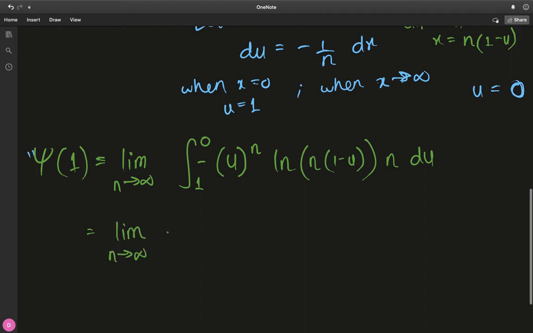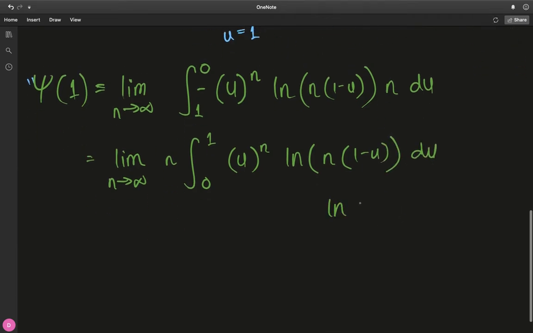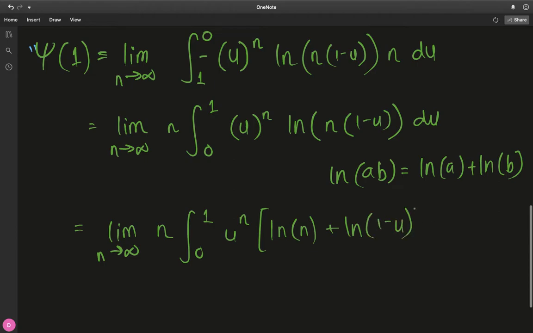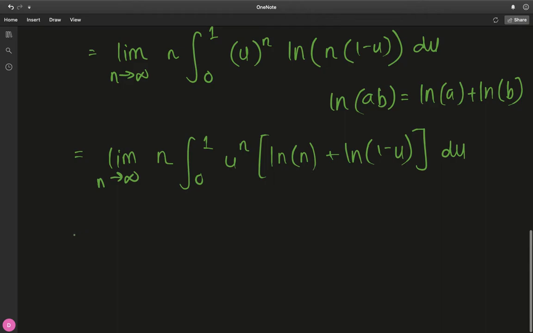So limit as n goes to infinity of n times integral from 0 to 1. Now flipping it, we have u to the n and then natural log of n times 1 minus u du. Now I want to use a nice property of logs in general. So if you have log of a times b, which can be decomposed as natural log of a plus natural log of b. So this becomes limit as n goes to infinity of n times integral from 0 to 1 of u to the n times natural log of n plus natural log of 1 minus u du. So we can split this up into two integrals by linearity.